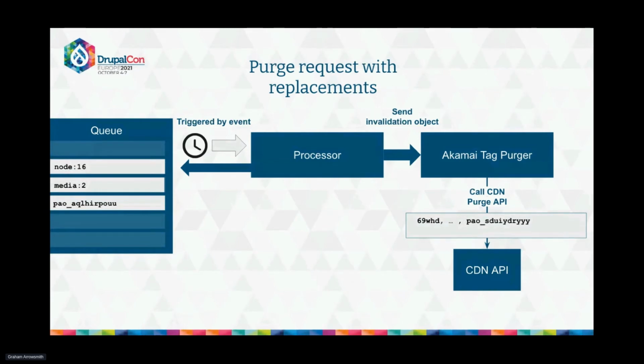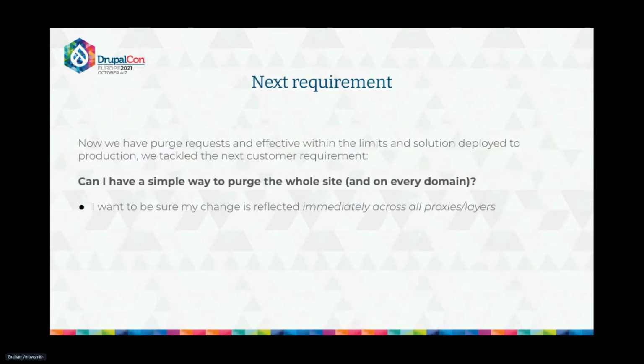Now, with this whole mechanism in place, we were able to stay within the limit of 128 tags and the maximum size. Now we can talk about what other feature enhancements and optimizations we introduced. Okay, so now that we've got a method of staying within the limits and the size, and we deployed a solution to production, we could then take on the next customer requirement.